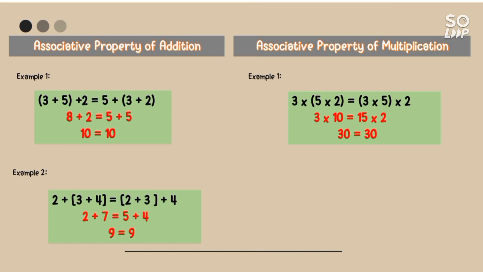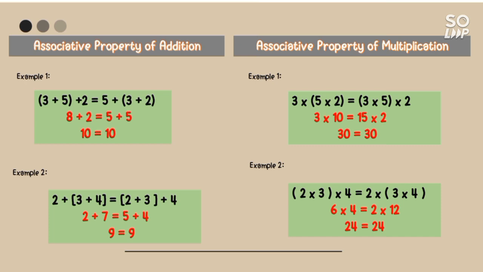3 times the quantity 5 times 2, which is 10, is equal to 3 times 5, which is 15, times 2, and 30 is equal to 30. Another example, the quantity 2 times 3 times 4 is equal to 2 times 3 times 4. 6 times 4 is equal to 2 times 12. 24 is equal to 24. So they are also equal. Therefore, we can also say that the associative property is true under multiplication.